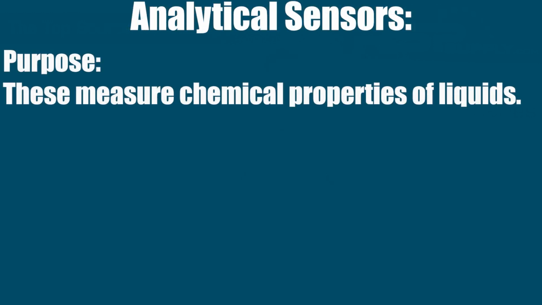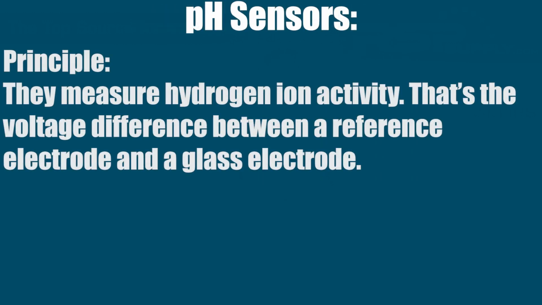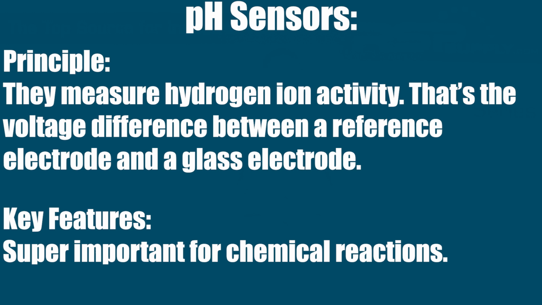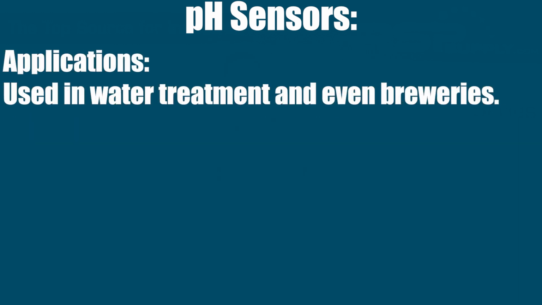Then you have analytical sensors, right? These measure chemical properties of liquids. Let's run through the most common types. There's pH sensors, and it measures hydrogen ion activity. That's a voltage difference between a reference electrode and a glass electrode. Key features with this: it's super important for chemical reactions. Applications are used in water treatment and even breweries.